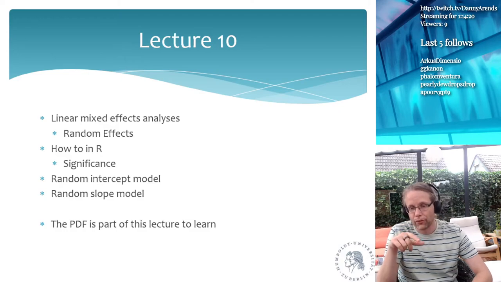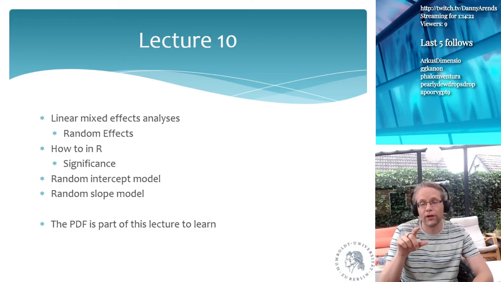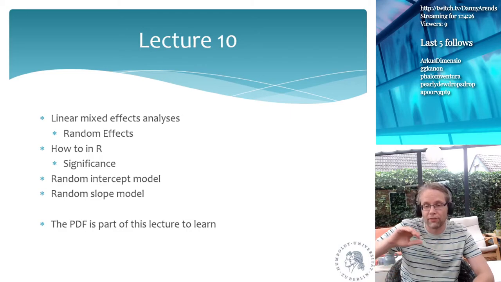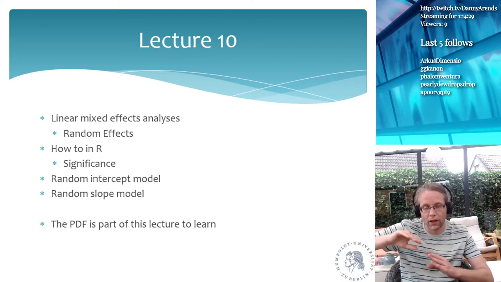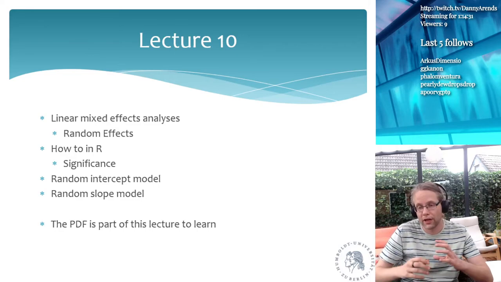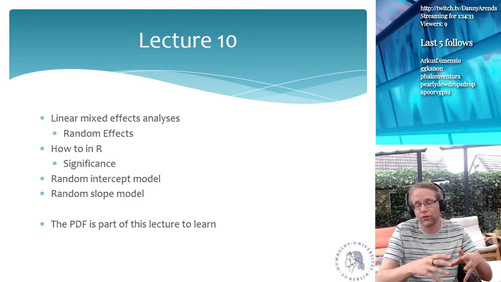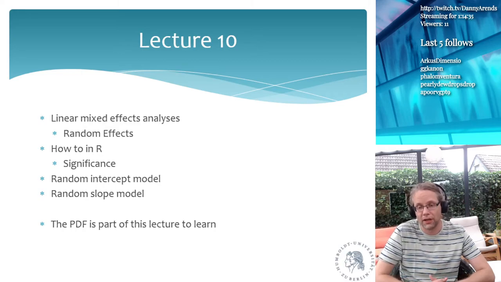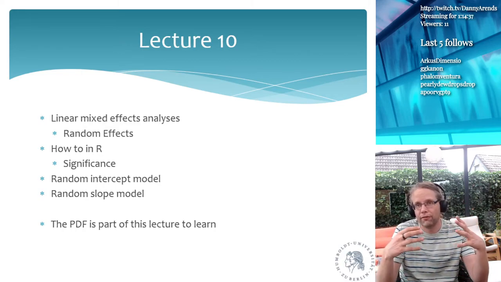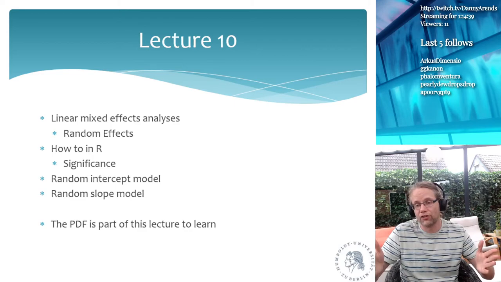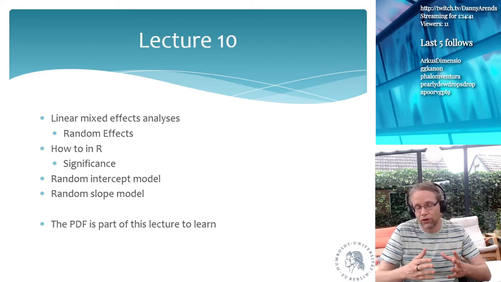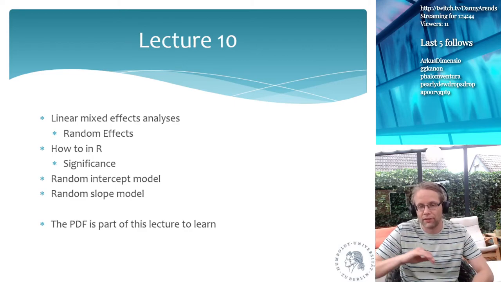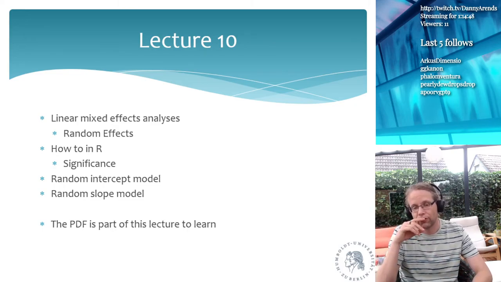We also talked about the random slope model, and the random slope model is different in that sense, in that every group is allowed to have their own beta, right? So not the intercept is different for each group, but the beta for each group might be different. For example, females might have a wider range of voice than males, and of course that then leads to a different slope when you have multiple questions in different tones.